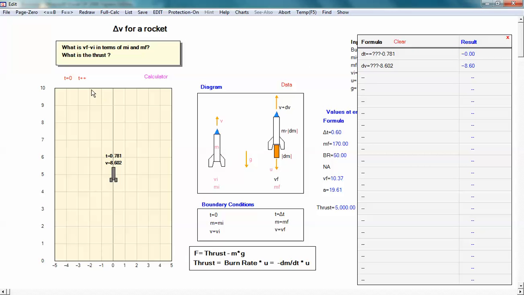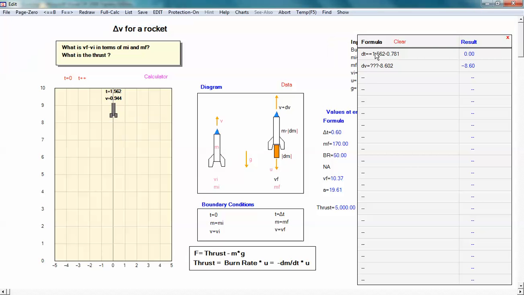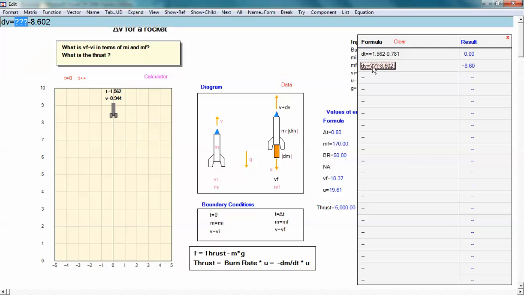Now I let my simulation continue, and I'm going to stop it at some point in the future. Let's let it run almost to the top. And it's getting close. And let me stop it right there. We can stop it any place, but I'll stop it right there. Now I know my final time is 1.562, and my final velocity is 0.944.